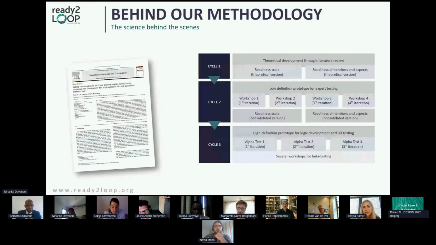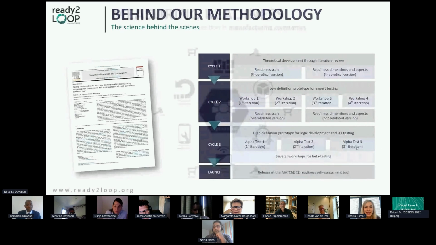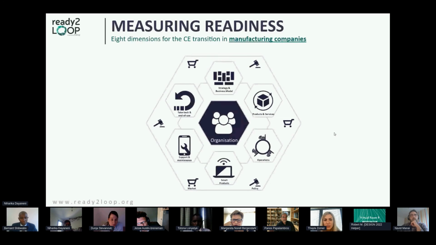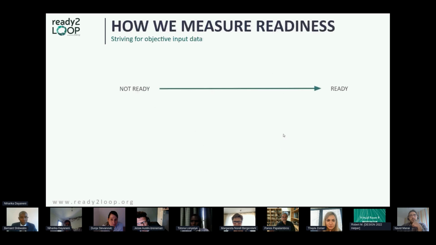So if you are interested, I can share the paper with you later on. Can you go to the next slide, please? And then in this development, we identified 8 dimensions that should be considered in the transition to the circular economy. So it's like this representation of the 8 dimensions, but they involve, for example, strategy and business model change, product and service innovation, take-back systems. Can you go to the next slide, please?